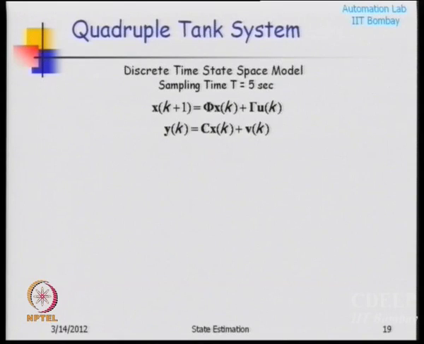Now let's go back to the quadruple tank model. In the quadruple tank model, we had 4 states, right? 4 levels, there are 2 inputs and there are 2 measurements, only 2. The question is, can I reconstruct all 4? Can I estimate all 4 levels using only two level measurements? This is the first question that I should answer.